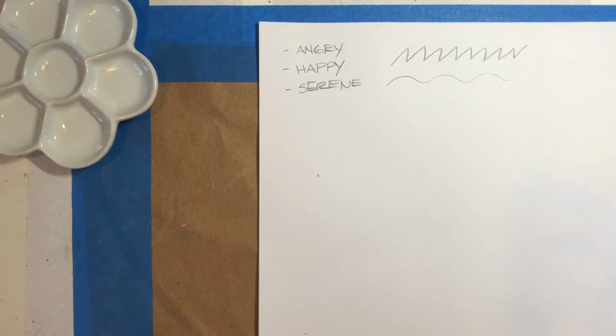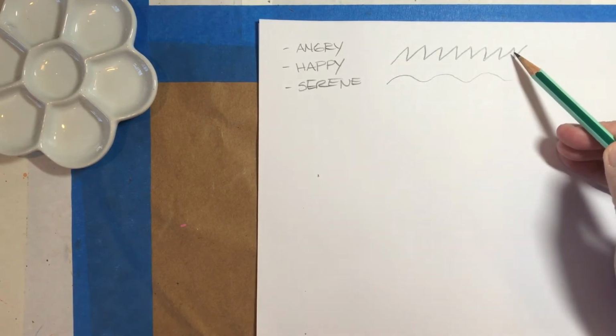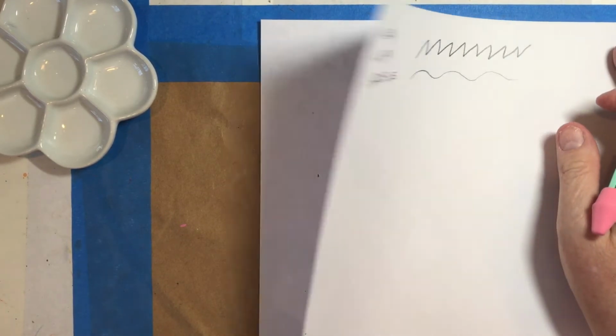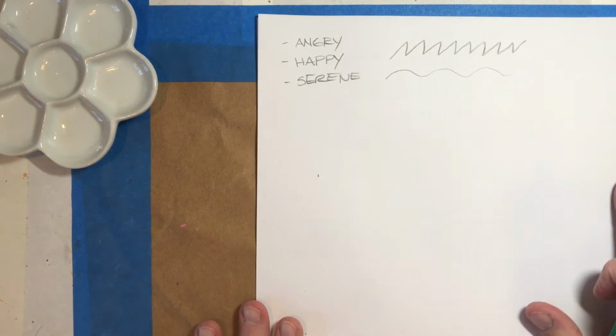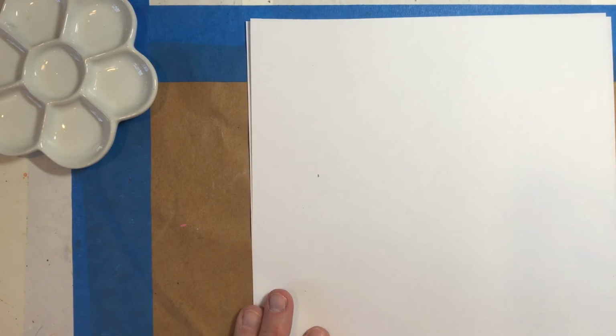So let me get going here, and I'm going to make some sketches. As I said, I'm going to do angry first. Then I'll do 1 happy, and I'll do 1 calm, serene. Okay? So here we go.